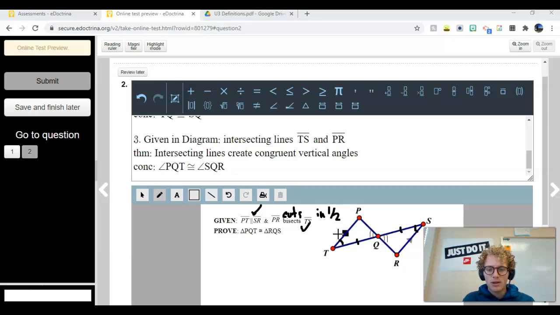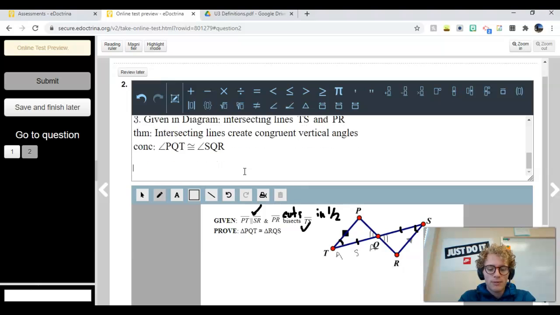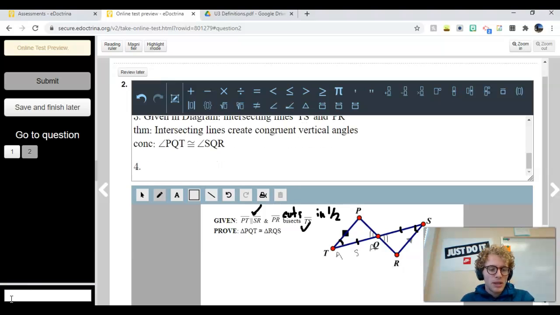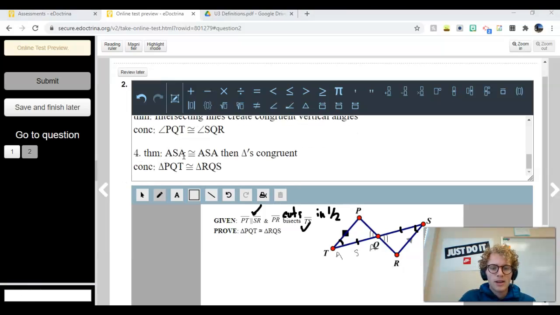Alrighty, so now if we're looking, we've got our two triangles. We do have three pieces of those triangles congruent, and it is an angle, a side, and an angle. That is one of our 5 proofs. So our step 4 would be that we have angle side angle is congruent to angle side angle. Then we have congruent triangles. Our conclusion is that triangle PQT is congruent to triangle RQS.